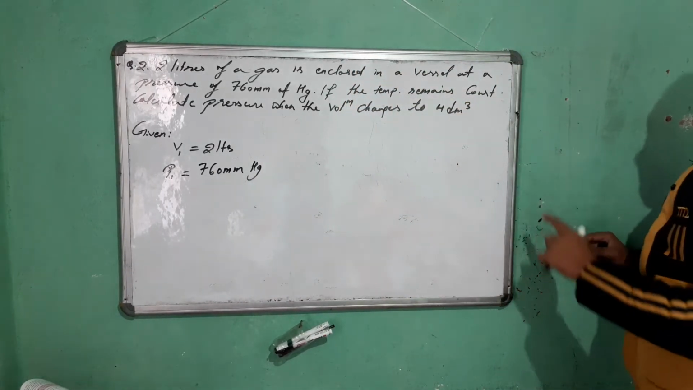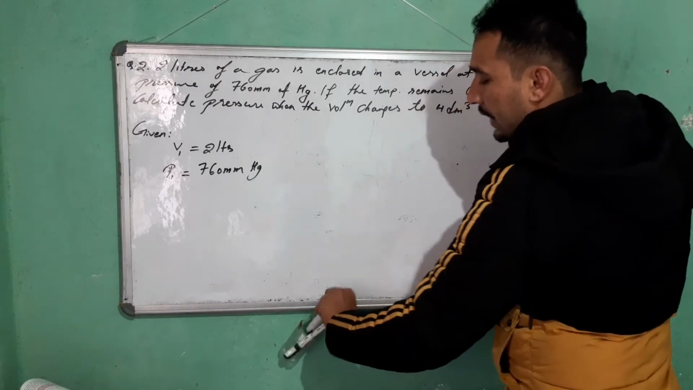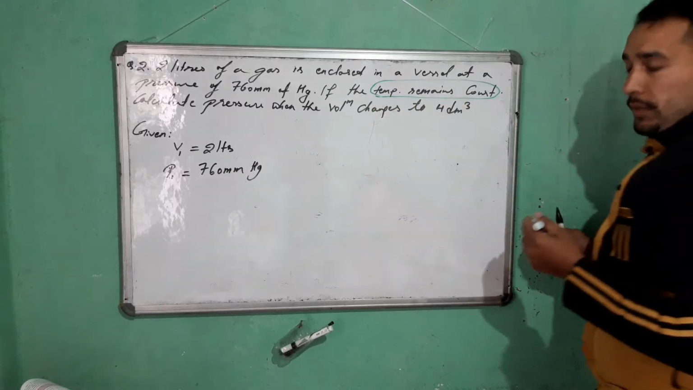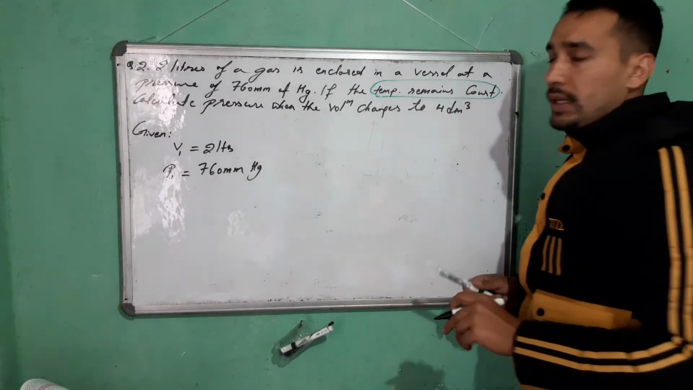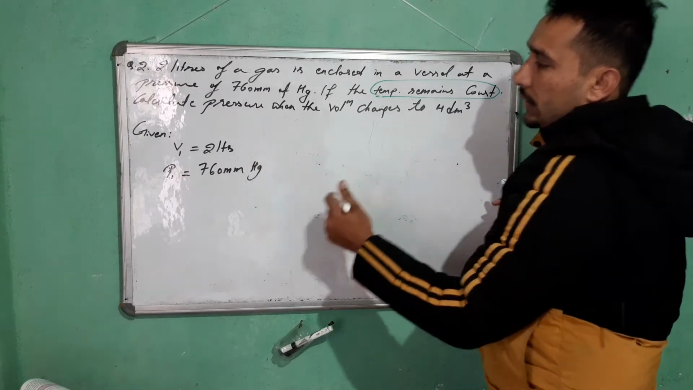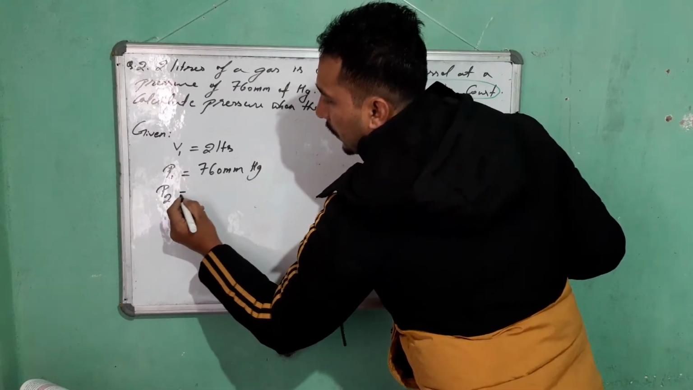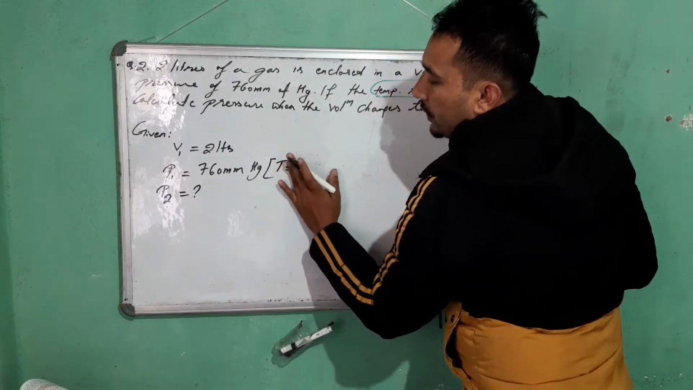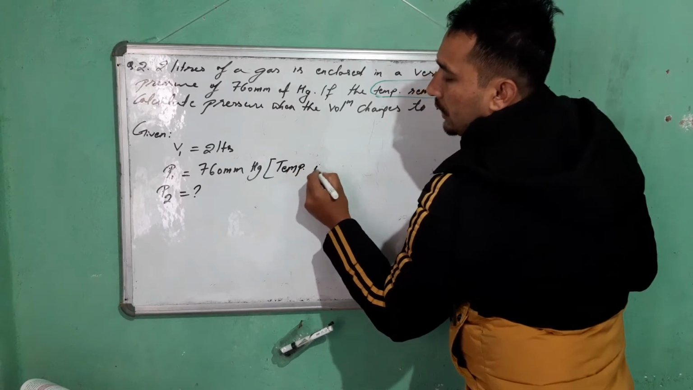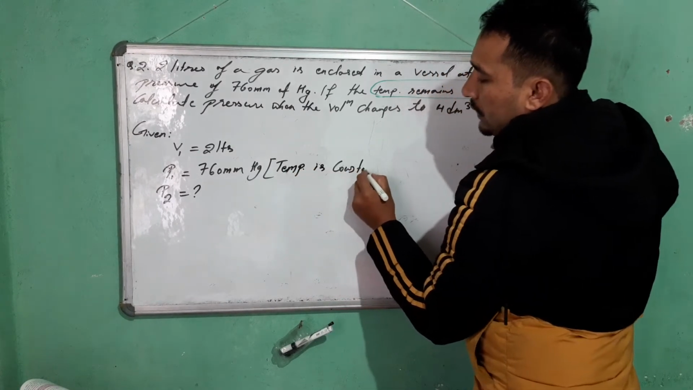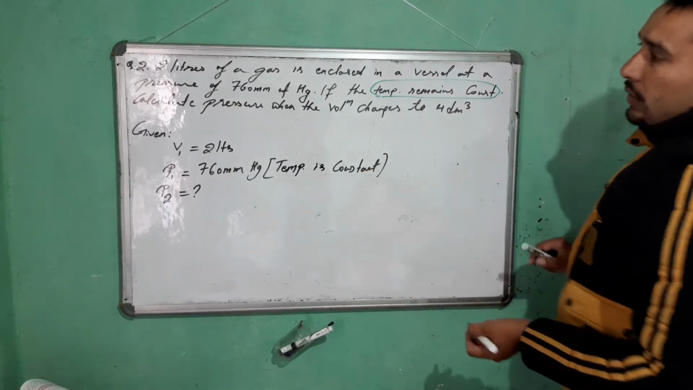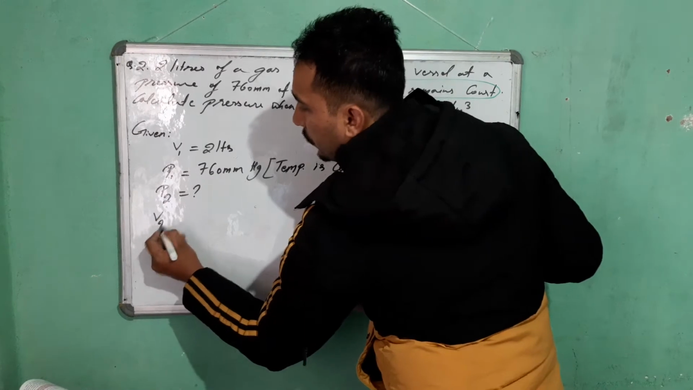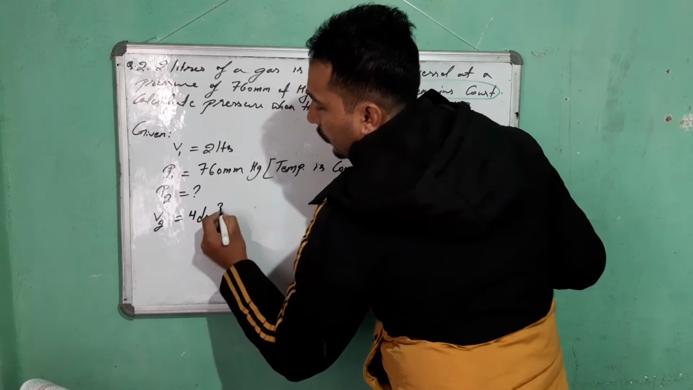If the temperature is kept constant, you can directly use Boyle's law: P1 V1 equals P2 V2. We have to calculate the pressure P2, when the volume changes to 4 decimeter cube. V2 is equal to 4 decimeter cube.